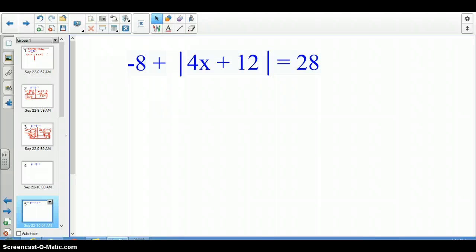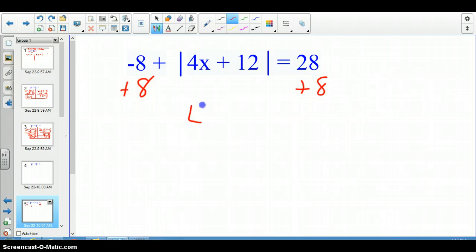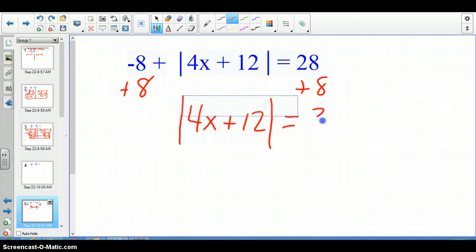Now, for this next one, I'm going to ask myself the same questions. Is there anything in front? Well, if you look, you have negative 8 out in front. So we have to move that first. We have to add 8 to both sides first. So now we have the absolute value of 4x plus 12 equals 36.